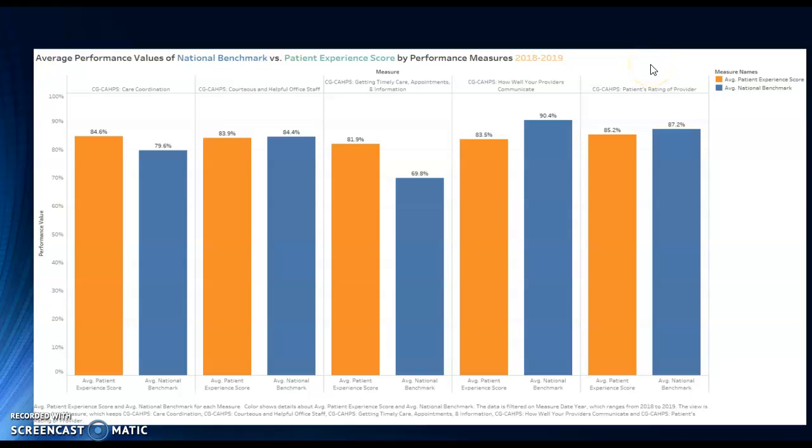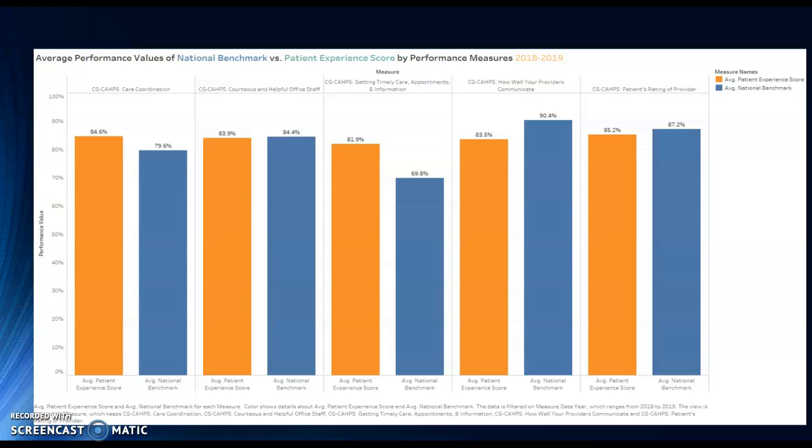And this is the visualization I chose. I chose a bar graph. And I titled it Average Performance Values of National Benchmark versus Patient Experience Score by Performance Measures 2018 to 2019.